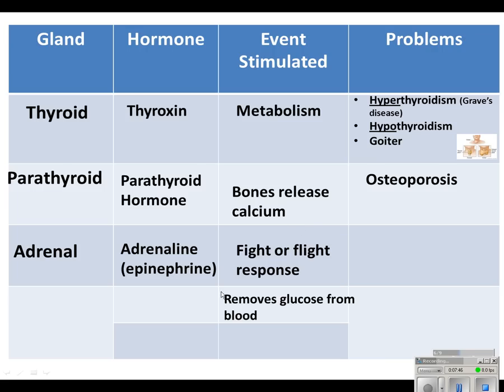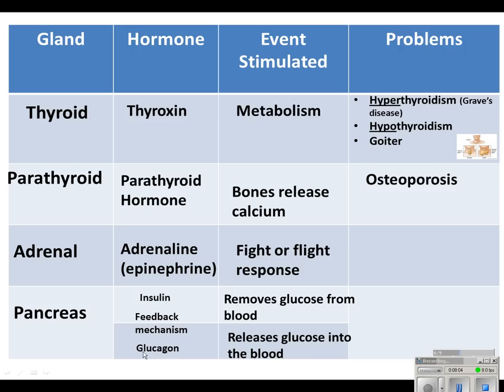Then the next event, we're going to talk about removing glucose from the blood or releasing glucose into the blood. So right away, when you're hearing glucose, you should think of the pancreas. In this case, insulin is going to take the glucose from the blood and store it. Glucagon is going to do the opposite. It's going to release glucose into the blood.